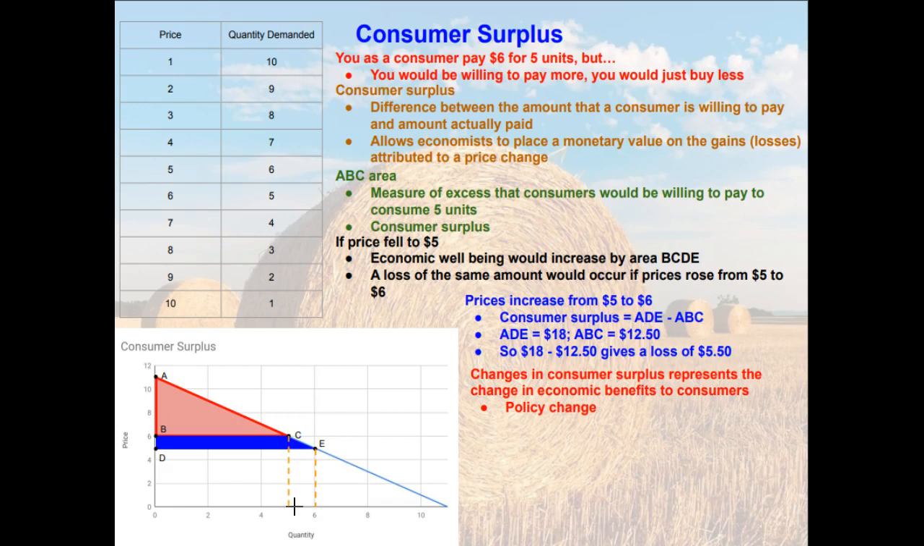Now, what happens if the price falls to $5? Well, if the price falls to $5, this person gets an even better deal, right? It's like you walk in and the price was $40 for the pair of jeans, and now it's only $30.